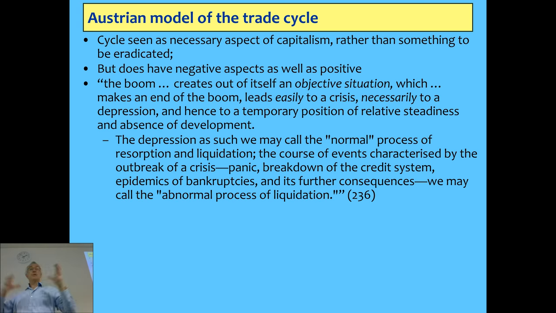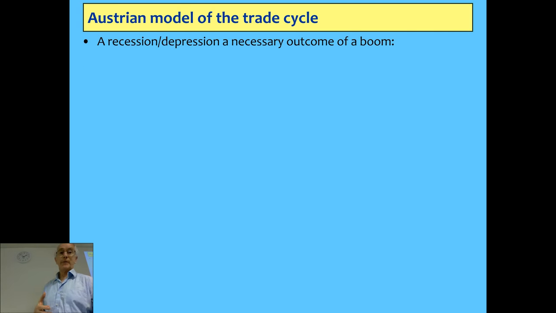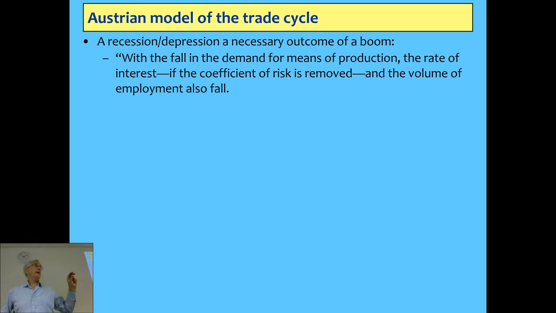So that's going to cause a slump in that industry, and that would feed through the rest of the economy. So Schumpeter sees a slump as a necessary consequence of the boom that preceded it. With the fall in demand for the means of production, you're not trying to hire workers anymore or buy machinery to build new factories. You've already done that. So that particular piece of demand has disappeared.